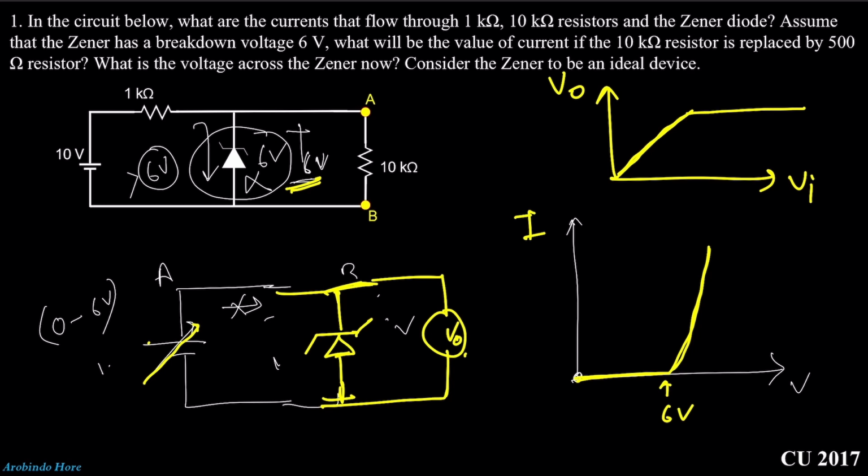I already have some videos where I explain how a Zener diode works as a voltage regulator. But now here we need to solve the problem, so I will not go through the details. Let's directly solve the problem.